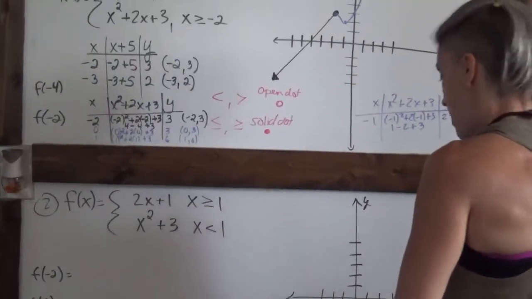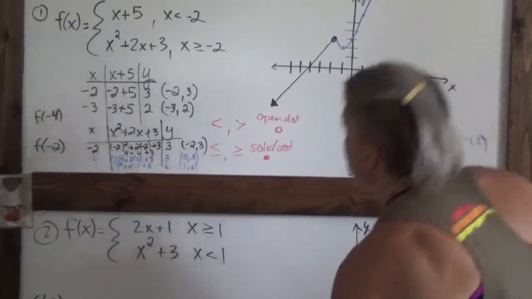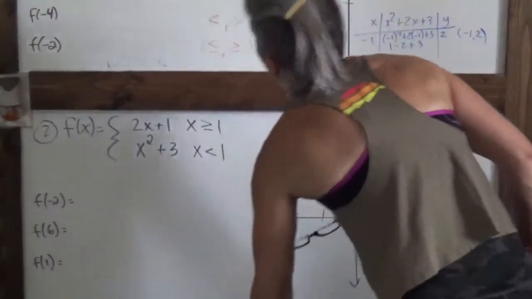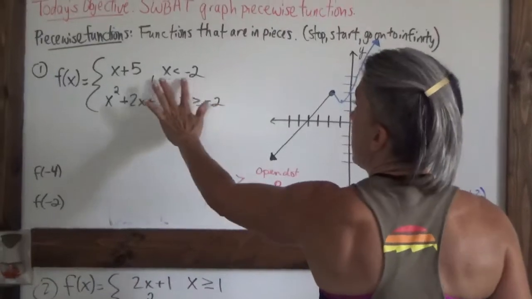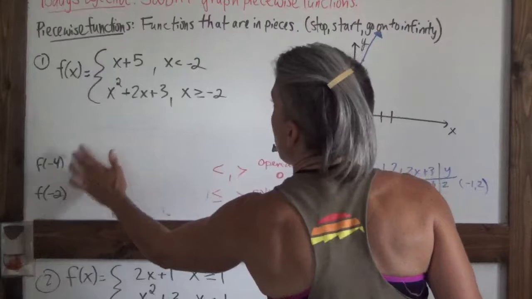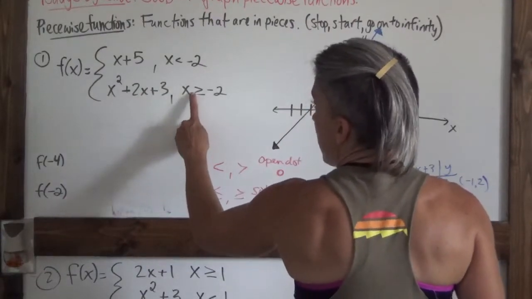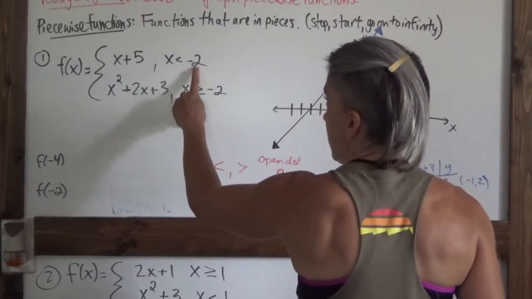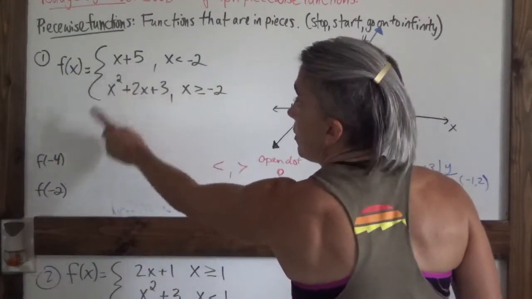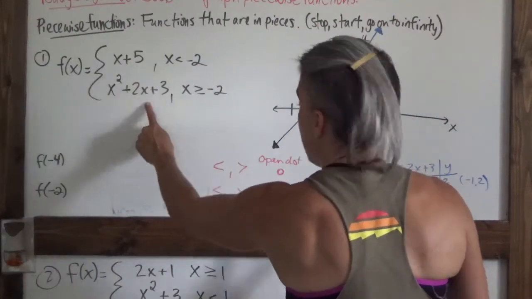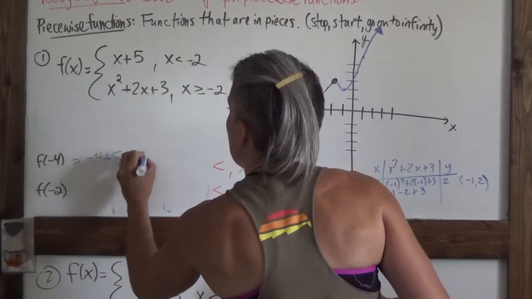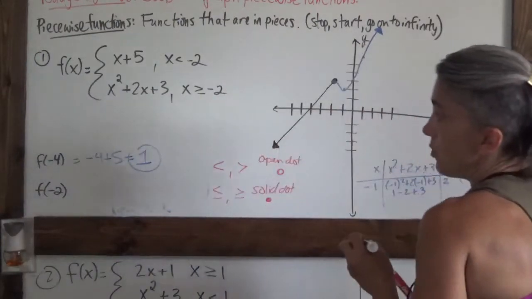How would I figure out f of negative 4 and f of negative 2? Alright, so f of negative 4, we need to go back over here and look at these lovely restrictions. Well, which one says negative 4 is part of the restriction? This was greater than negative 2. This was less than negative 2. Negative 4 is obviously less than negative 2. So I'm going to plug in negative 4 in this function, not this one. So when I plug it in, I get my output to be 1. So the answer for f of negative 4 is 1.